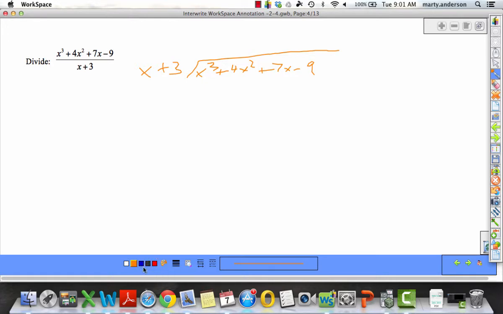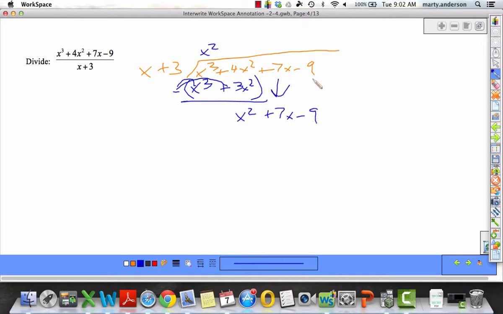I'll go kind of quicker on this one. If you want to look back at it, you certainly can. I needed to make an x into an x cubed, so I need an x squared. Multiply x cubed, multiply plus 3x squared. I must remember to subtract the whole thing, which means minus this and minus this. 4x squared minus 3x squared is 1x squared. Drop down the 7x, and I actually like to drop down the minus 9 as well. Bring them both down.